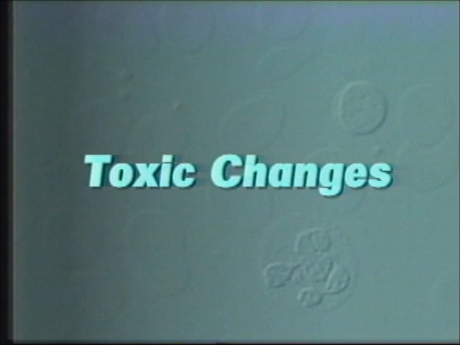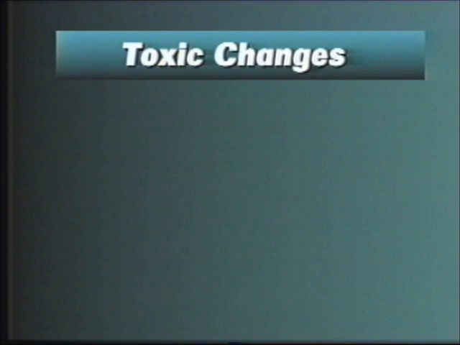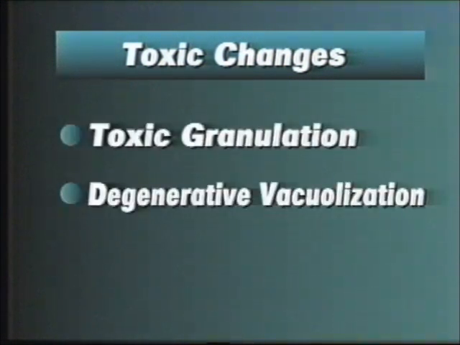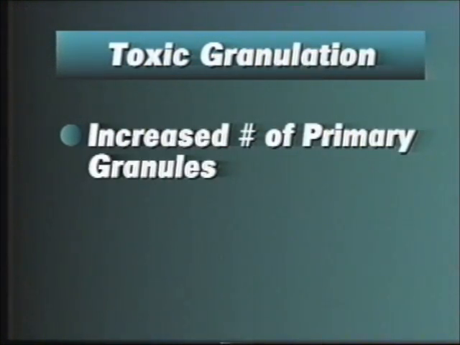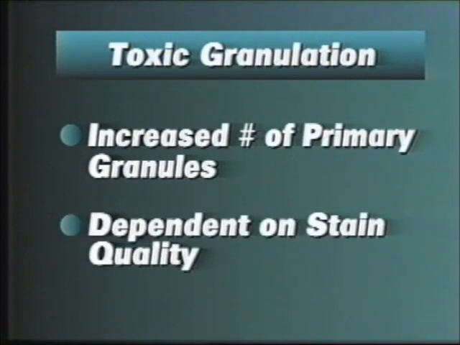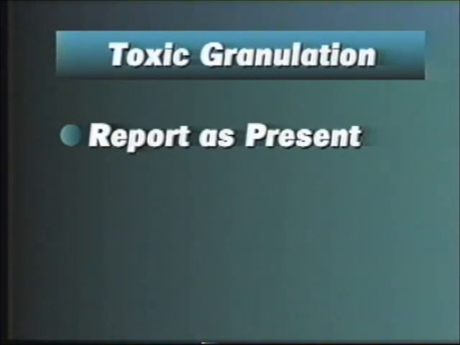We are now going to discuss toxic changes of the neutrophil. These findings are sometimes more indicative of infection than other differential findings. The 3 types of toxic changes are toxic granulation, degenerative vacuolization, and Döhle bodies. Toxic granulation is caused by an increase in the number of cytoplasmic primary granules. The finding is very dependent on the quality of the stain used. Because of this, and because of so many other variables, we recommend reporting toxic granulation as being present instead of somehow arbitrarily trying to grade it in pluses.